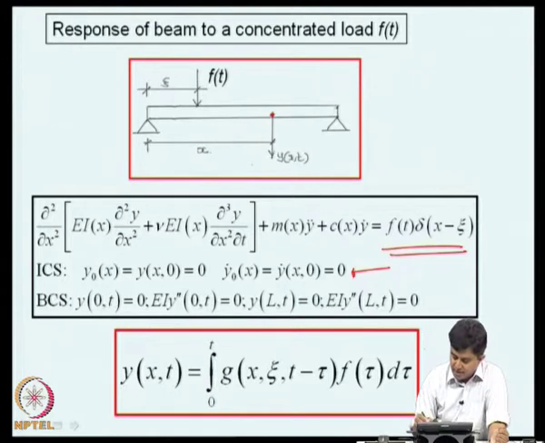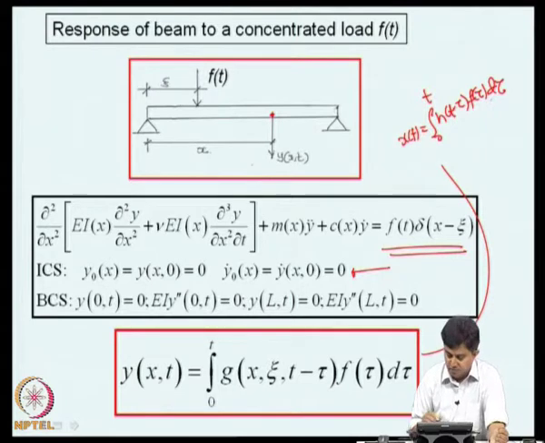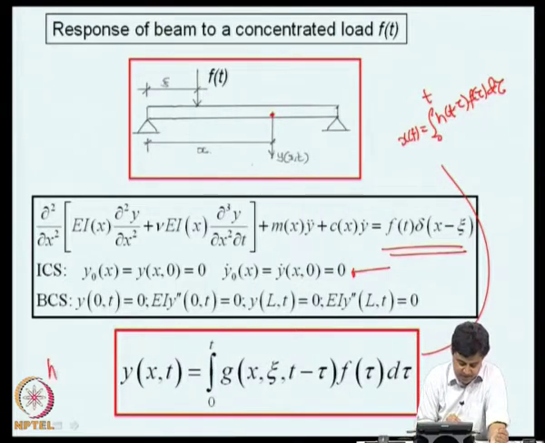So, this is analogous to our x of t equal to integral 0 to t h of t minus tau f of tau d tau that we have seen for single degree freedom systems, and for multi degree freedom systems we had impulse response function with indices h i j. Now, the roles of i and j are played by the independent variables x and psi, which take values between 0 and L.